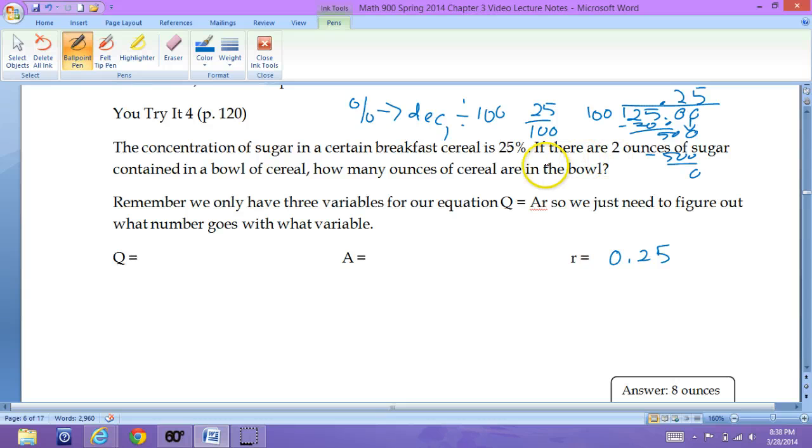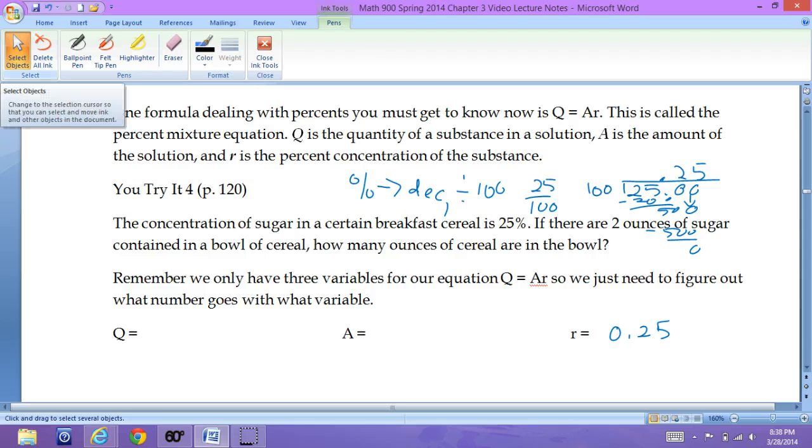If there are 2 ounces of sugar contained in a bowl of cereal, how many ounces of cereal are there? So now we're stuck with the Q and A, and we're like, I don't know which one's Q and which one's A. Maybe one's Q and one's A, we just don't know. So we have to go back to our definitions. Remember, Q is the quantity of a substance in a solution, which means the solution is the larger amount. If there are 2 ounces of sugar contained in a big bowl of cereal, that's got to be more than 2 ounces of cereal, otherwise it would be 100% sugar.